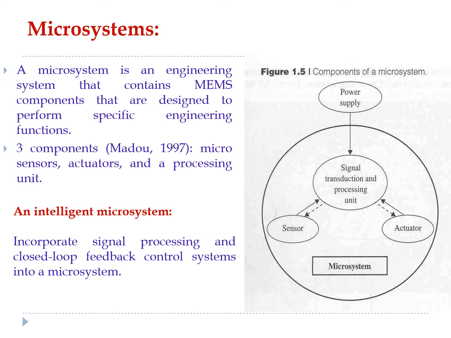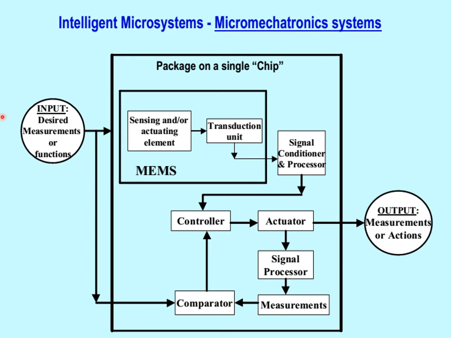This microsystem will work based on a closed loop feedback control system. The desired input will be sensed, and then the transduction unit will convert the signal into electrical format, and the signal conditioner will condition that, and the controller part will control, and everything will be stored in a device. This input is used to actuate any particular element, and then the output will be taken in the form of action, that is the actuation part.